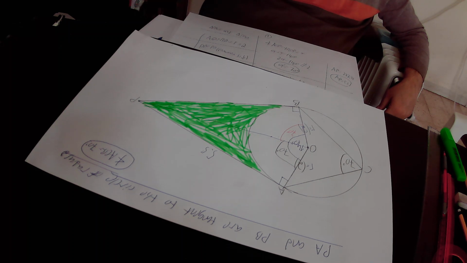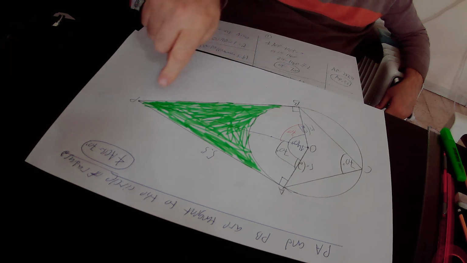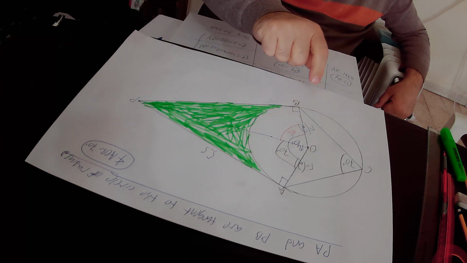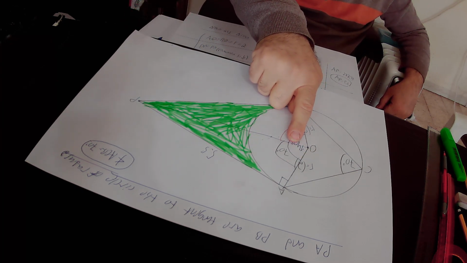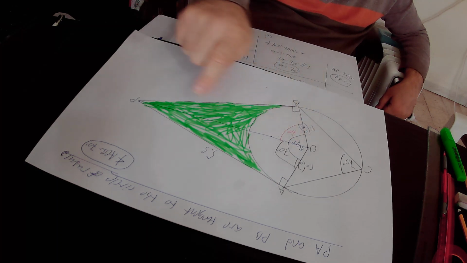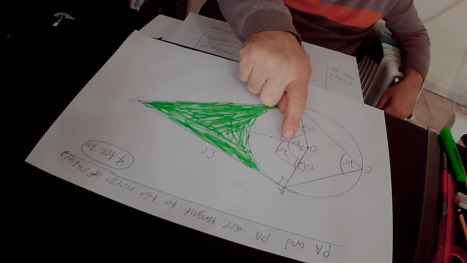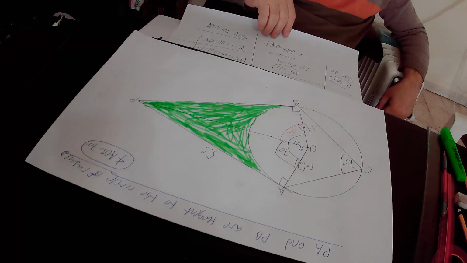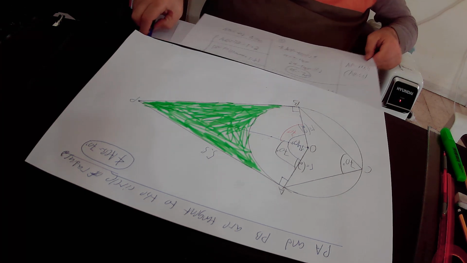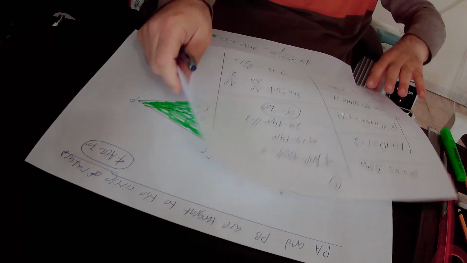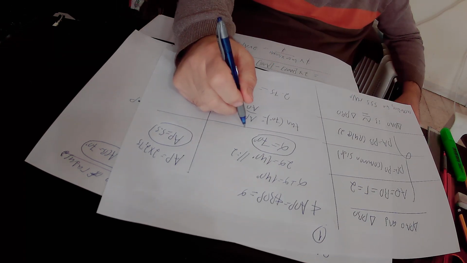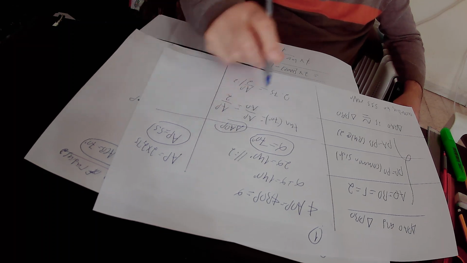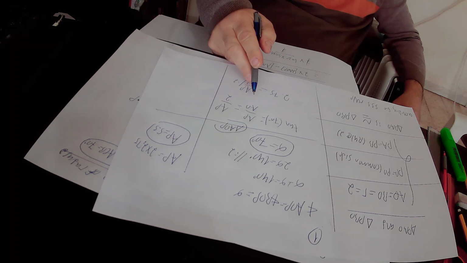Then we focused on the right triangle AOP. In the right triangle AOP, it is very easy to see that tangent 70 degrees equals AP over AO. Again, in the right triangle AOP, tangent 70 degrees equals AP over AO.